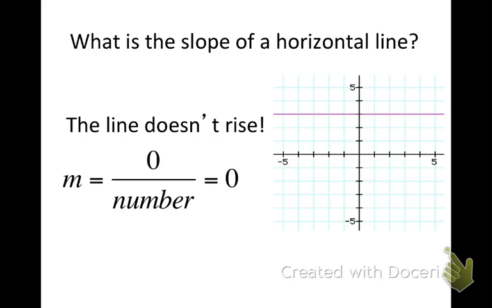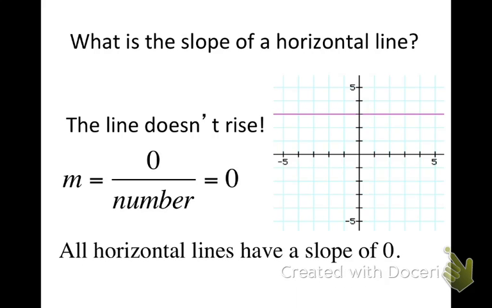So when we do rise over run, rise would be 0. Our run would be really any number because it's going to go on for a long, long time. Remember, lines go on forever. So if it doesn't rise, 0 is our rise over some number. Remember, fractions are just another way to show division. 0 divided by some number is always 0. So the slope of a horizontal line will always be 0.